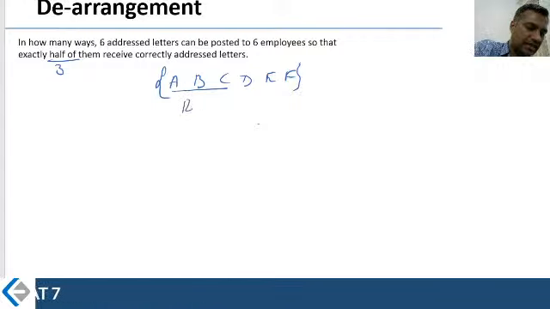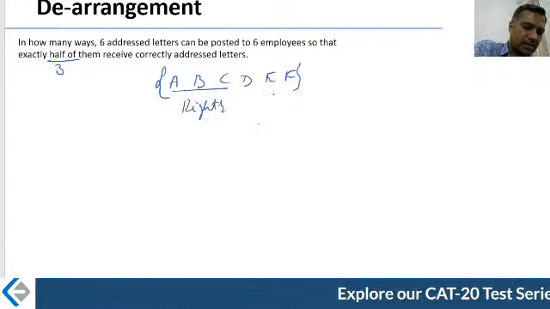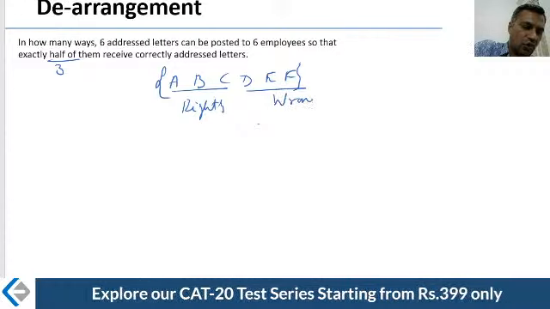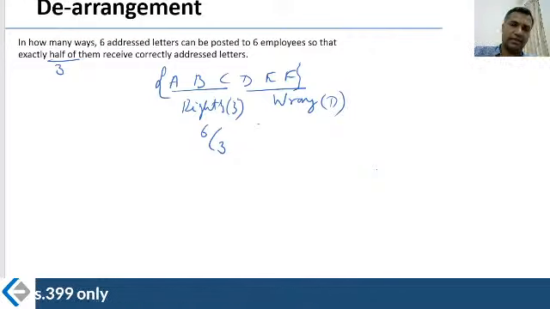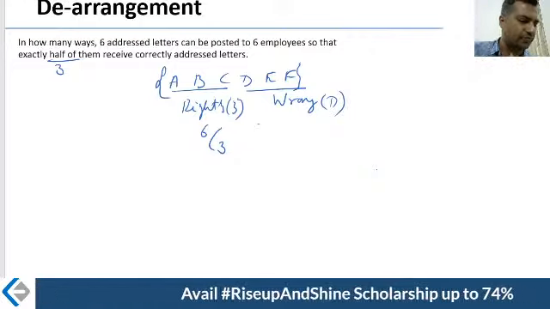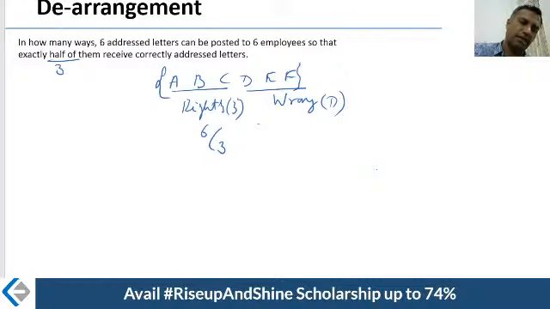Rightly addressed letter, and then wrongly addressed. Right ones and the wrong ones. Wrong ones is where you are doing the derangement. Right now, right ones. First, decide those 3 right ones, friends. Those 3 right ones can be decided in 6C3 ways. Decide which 3 people should get the rightly addressed letter. Whichever 3 people are getting the rightly addressed letter.